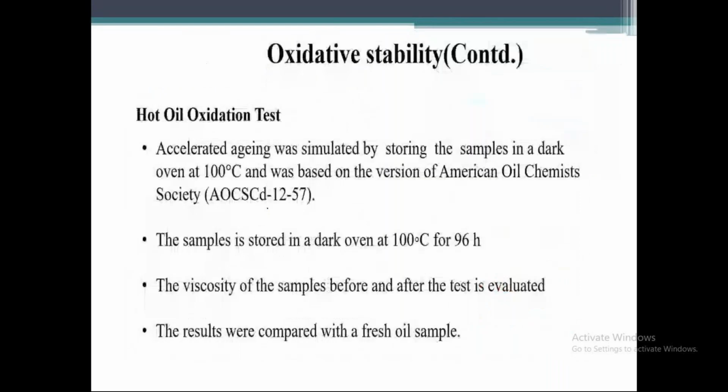This is what we call the spot oil oxidation test, according to the American Oil Chemists' Society. The accelerated aging was simulated by storing the samples in a dark oven at 100 degrees Celsius. Suppose the application is only around 40 or 50 degrees Celsius. To accelerate the process, the oil will be kept at 100 degrees Celsius in the oven, and we are just speeding up the process, so that we will see whether it is stable at that higher temperature. These samples are tested for approximately 96 hours according to the American Oil Chemists' Society standards. What they measure here is the viscosity of the samples before and after the test.